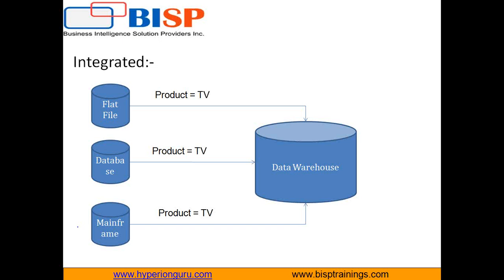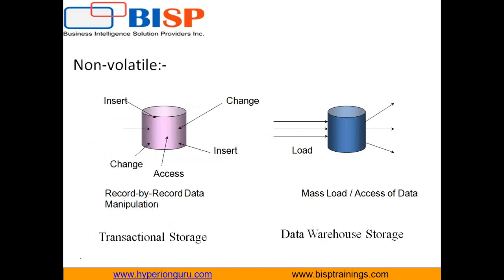Now, non-volatile. Why is it called non-volatile? When we have a transactional system, there the records are getting inserted or updated on a regular basis. Now, if you have a specific product and the product price changes, then you will update or delete that particular record from your transactional system.